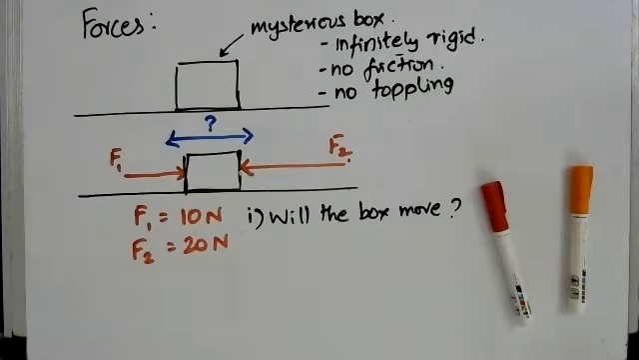Sir, I have a question. Yeah, what's your question? Why have you drawn force 2 more distant from the box than the other force? It's just showing that it's double the F1.